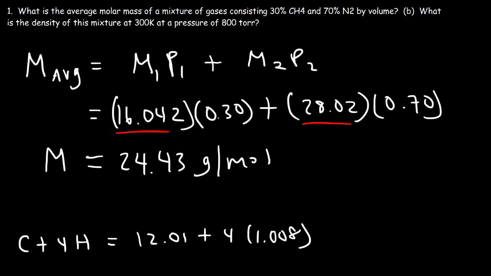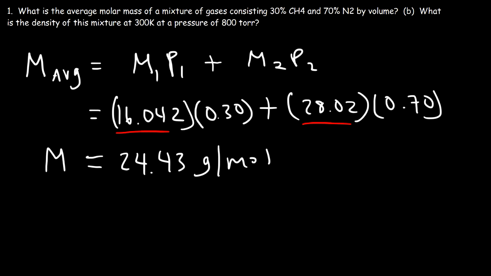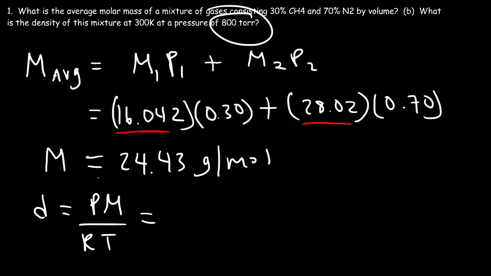Now once you have the average molar mass, you can calculate the density of that mixture. Perhaps you've seen in another video that I had on gas density and molar mass, I came up with this equation. D is equal to PM over RT. You can derive it using the ideal gas law equation, but that's how you can calculate the density if you know the molar mass. Now the pressure has to be in ATM. So to convert it to ATM, take 800 and divide it by 760.